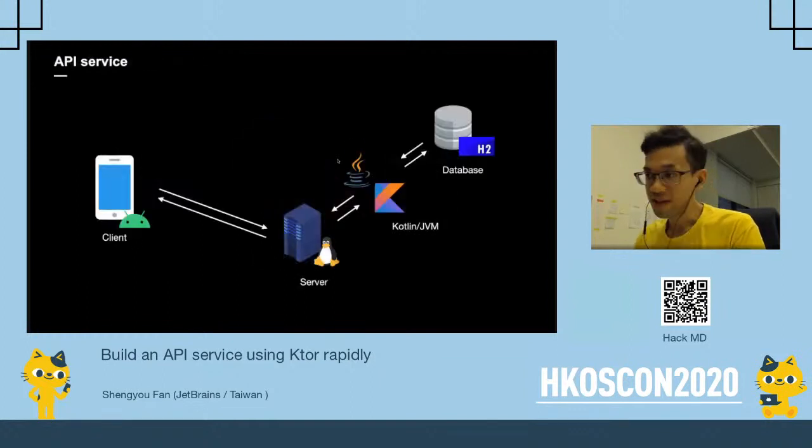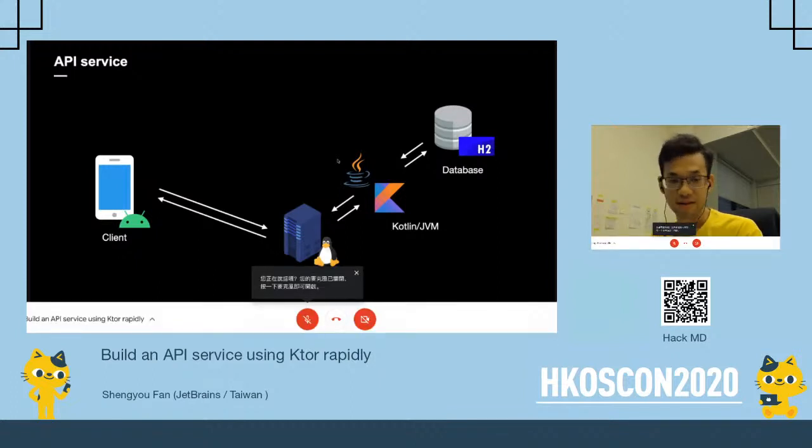After we got the basic concept of Kotlin and Ktor, when you develop an API service using Ktor, the overall workflow will look like this diagram. The client, maybe an Android app or a browser, will fire an HTTP request to our server. Our server will install a JVM to run the Ktor application. In order to store our data, we will connect to any kind of database. I will use H2 for today's demonstration.